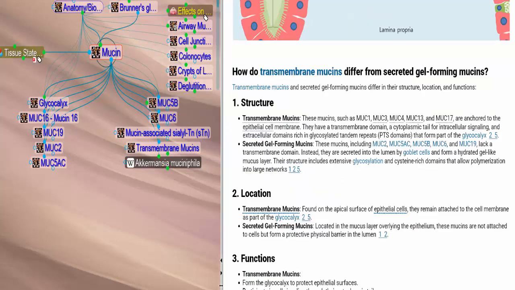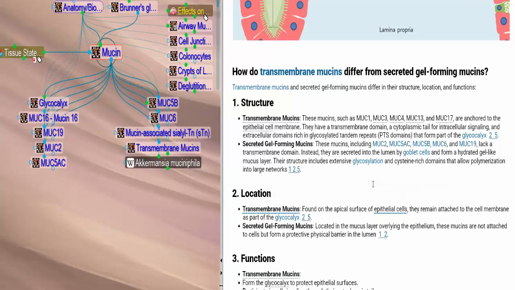So how do transmembrane mucins differ from secreted gel-forming mucins? First of all, they're anchored. The transmembrane mucins are anchored to the epithelial cell membrane. They have that little tail for intracellular signaling. And the extracellular part, the part outside of the cell, has domains called glycosylated tandem repeats that form part of the glycocalyx.